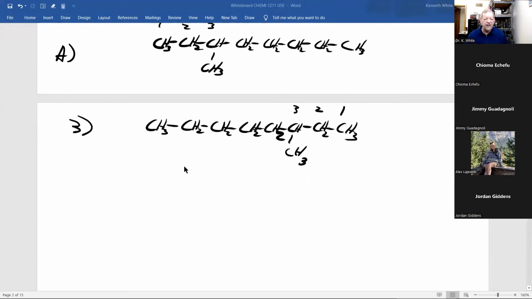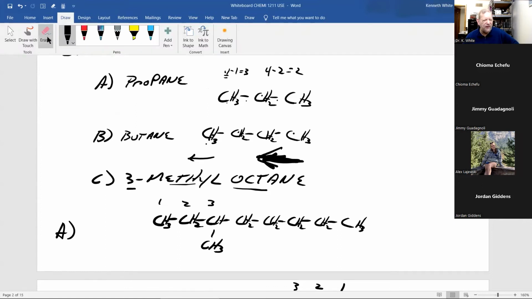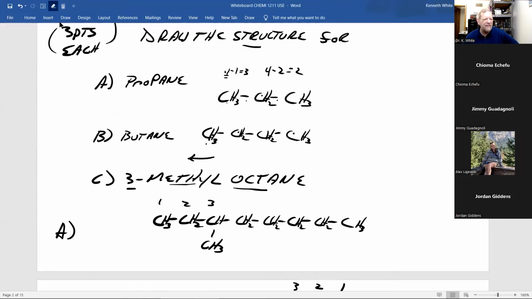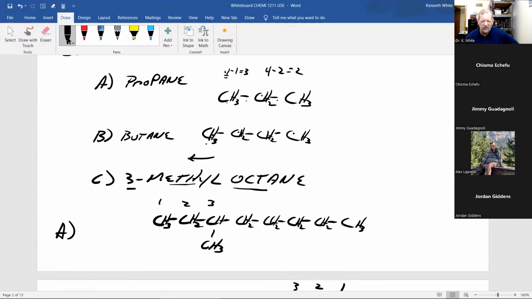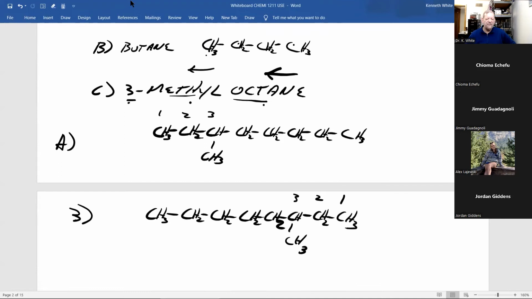So let's look at how we did this. We want to know how to write 3-methyl octane. You start from the right and move left. Octane, 8 carbons, longest chain. On carbon 3 is a methyl, and that's how we do it.